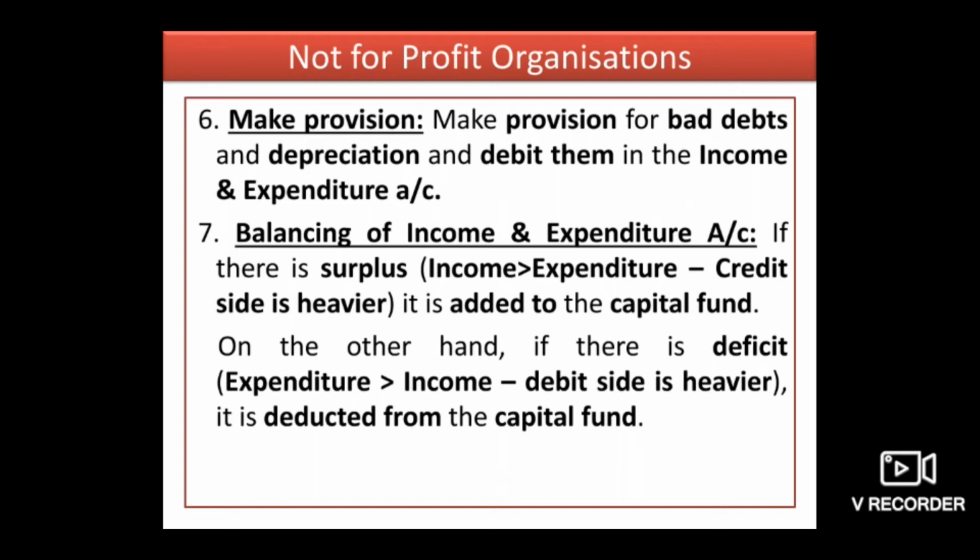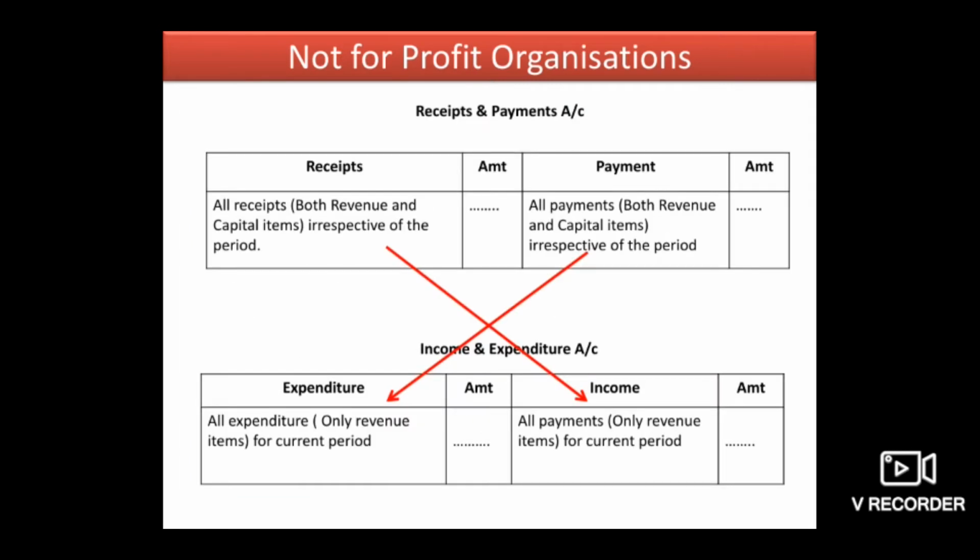So the preparation of income and expenditure account will give either surplus or deficit incurred by these institutions during that particular accounting period, and that surplus or deficit should be adjusted with the capital fund. So this is the process of taking the revenue items from the receipts and payments account to record them on the income and expenditure account.